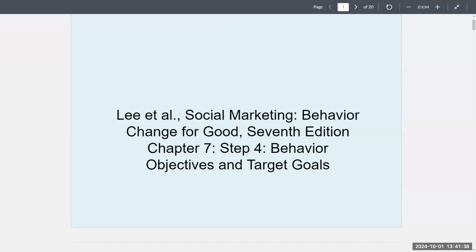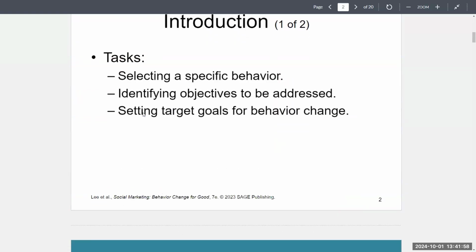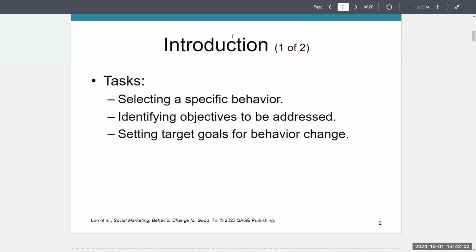All right, my friends. So today we're going through chapter 7, and this is step 4 in behavior objectives and target goals. That is our focus for today. Let's get started. So, in introduction, that's what we're doing.